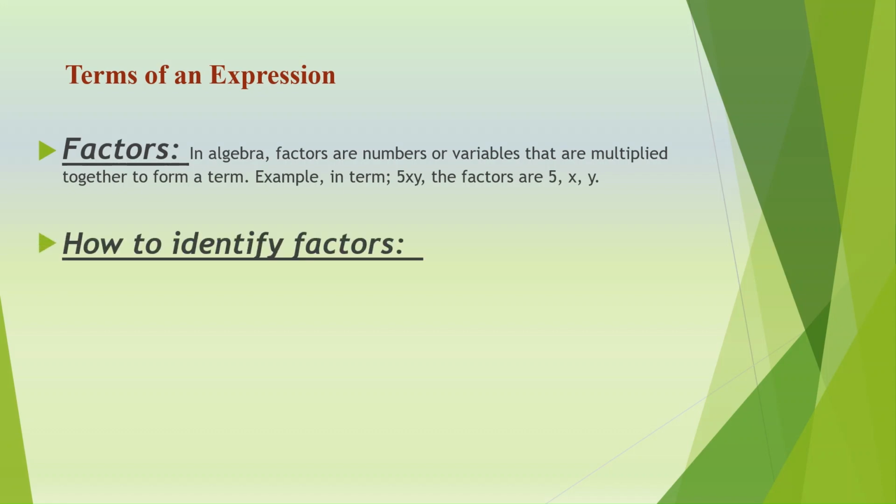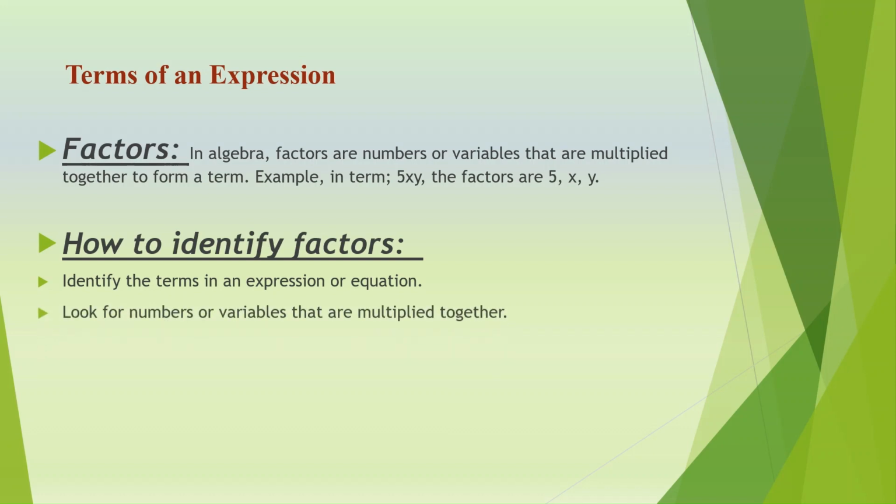Now, how to identify factors? Identify the terms in an expression. Like in the example, 5xy is a term. Point covered. Look for numbers or variables that are multiplied. Here in 5xy, 5 is multiplied with x and x is multiplied by y. So look for numbers or variables: the number is 5, the variables are x and y, that are multiplied together.